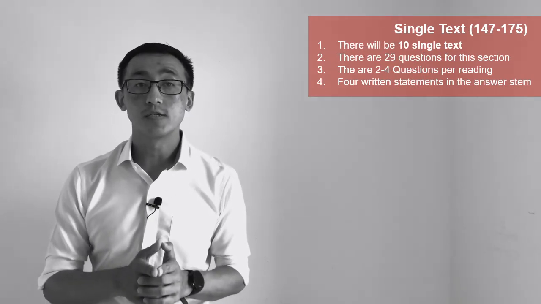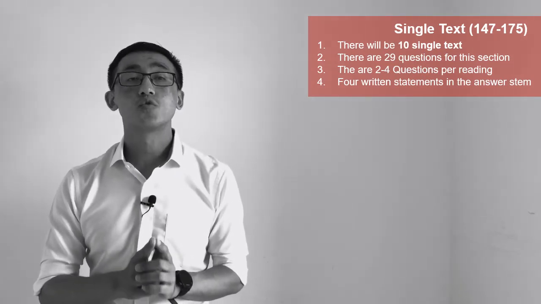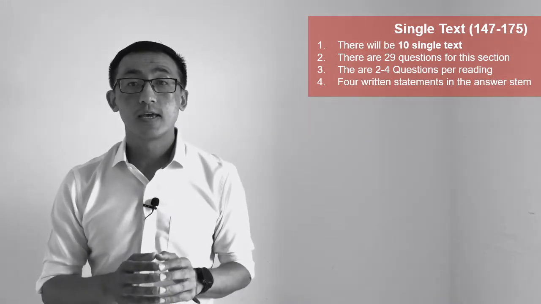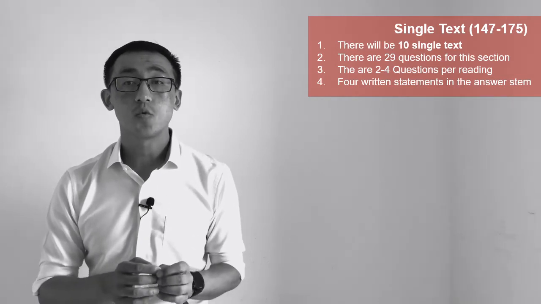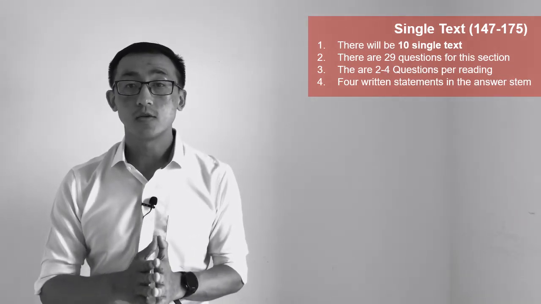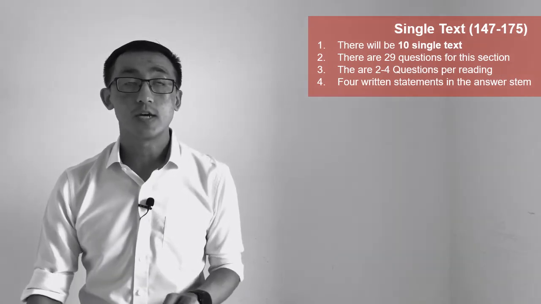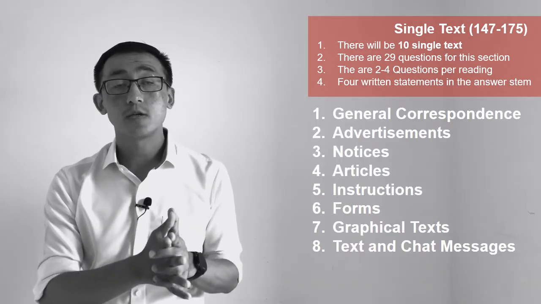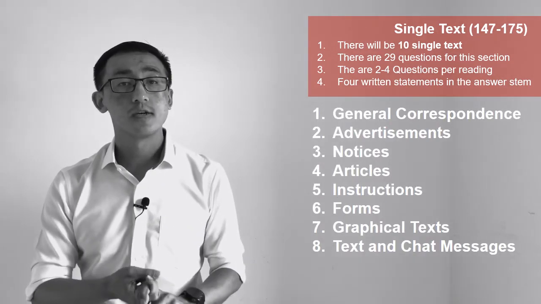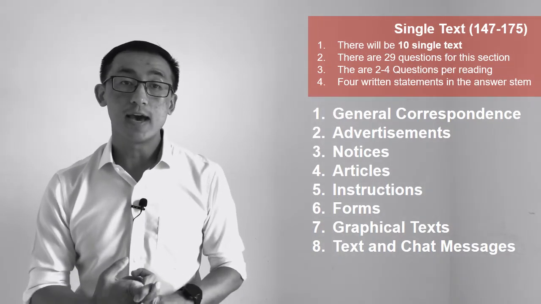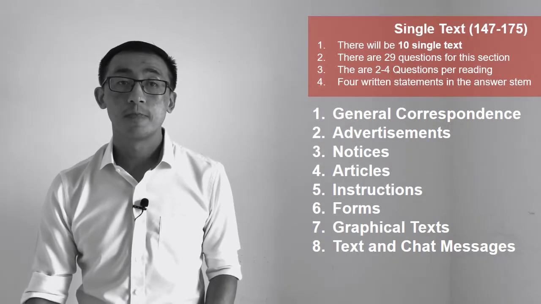Let's talk about the passages now. In the first section of part 7, you will read approximately 10 single passages with a total of 29 questions. Each passage will have 2 to 4 questions. Knowing how a passage is organized can help you find the information you need to answer questions quickly. In the reading test, you will encounter different types of passages. You have to learn to recognize the passage types, like general correspondence, advertisements, notices or articles, instruction forms, or graphical text, and nowadays we have text messages and chat messages.